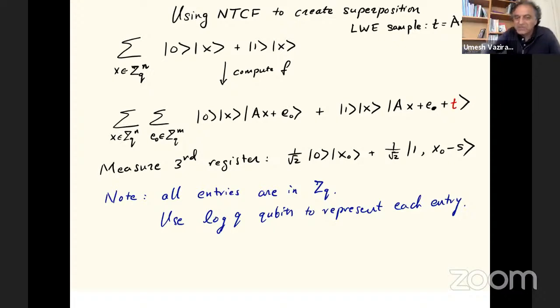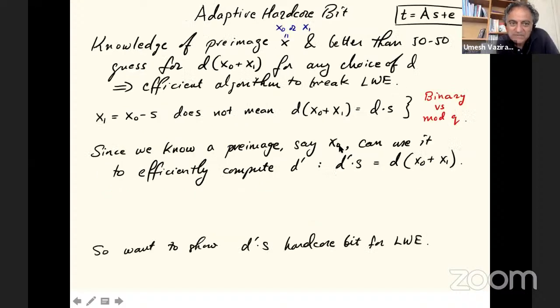But now, since we are thinking of x naught and x1 as binary strings, it's possible to get confused and think, don't we have a superposition of x naught and x naught minus s, and so shouldn't we be able to do a Hadamard and extract s from it? And the answer is no, because this minus here is done mod q, so you have to keep this straight.